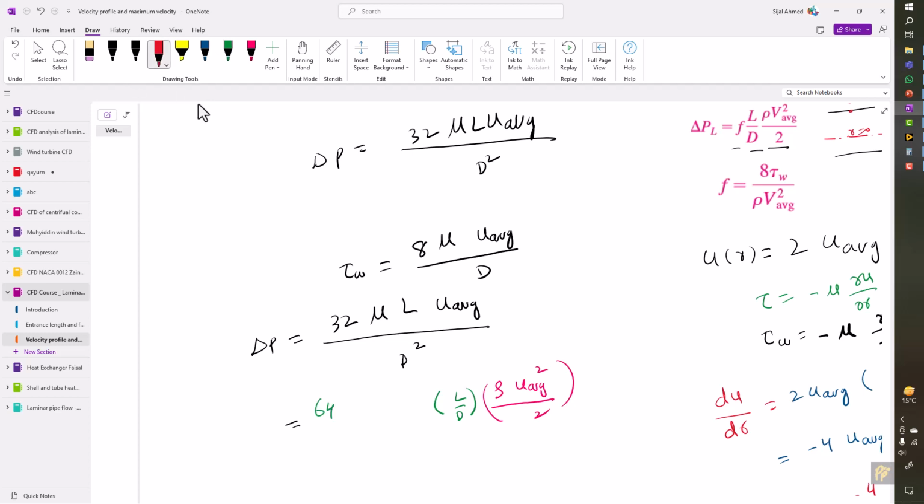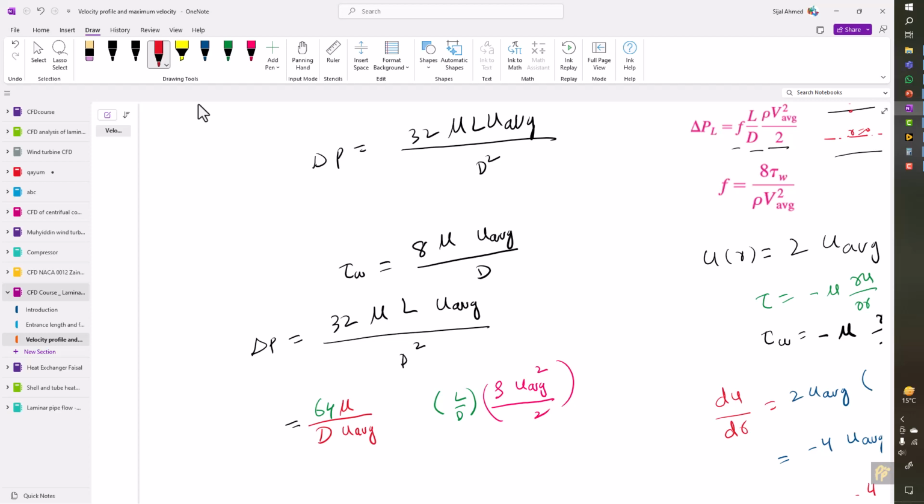64 is there, and we have not taken the viscosity common, so mu will remain there, and L already is inside, so this L will not be written here, and the 1D is already taken there, so this single D will be remaining here. Because there was only one U average, and we have taken common a U average square, we have to write down one U average here also.